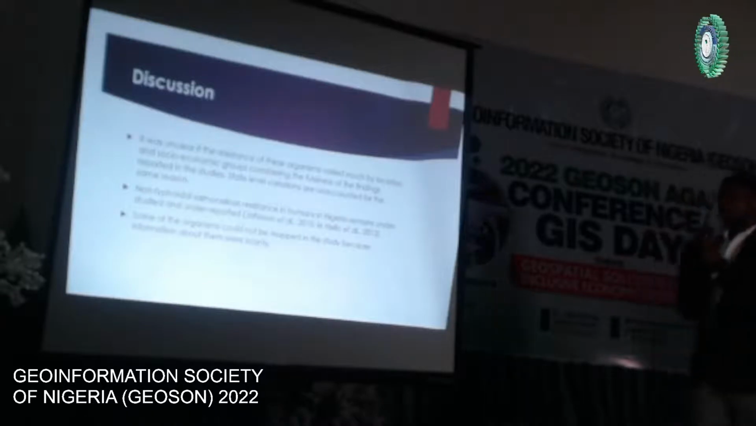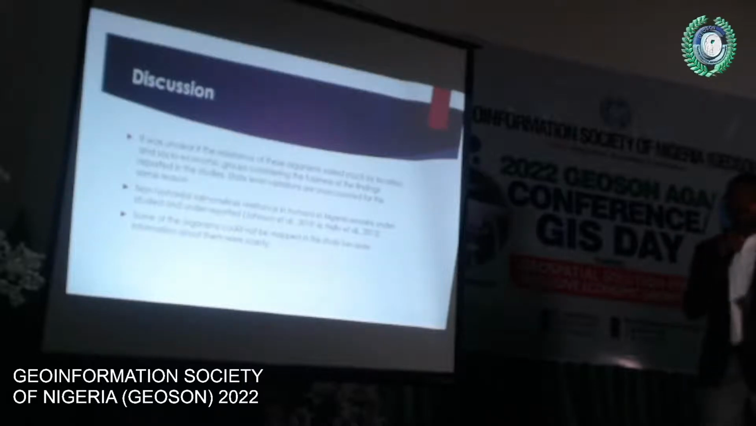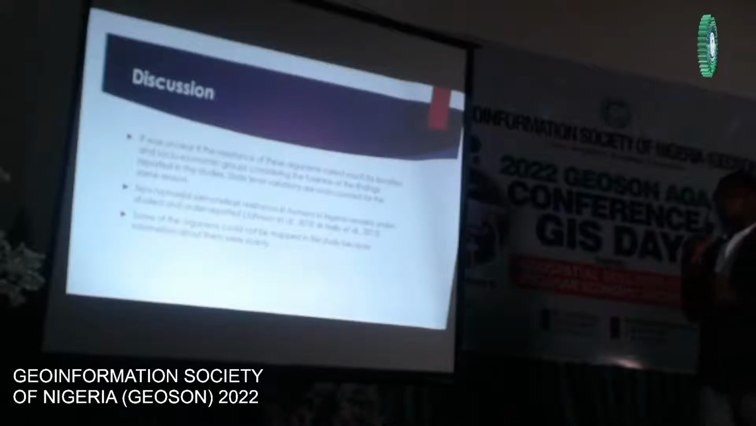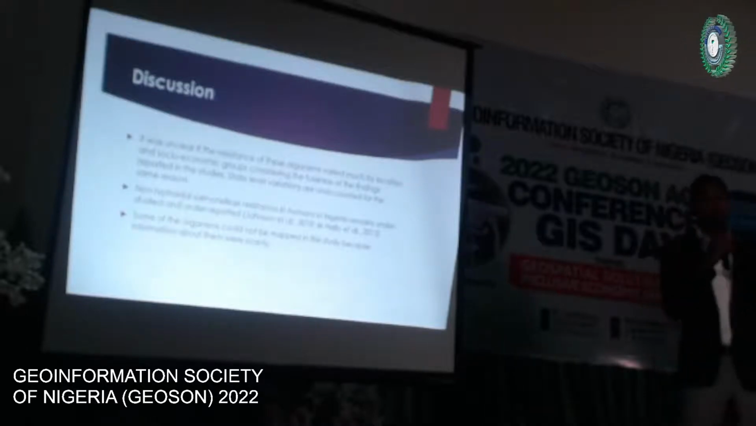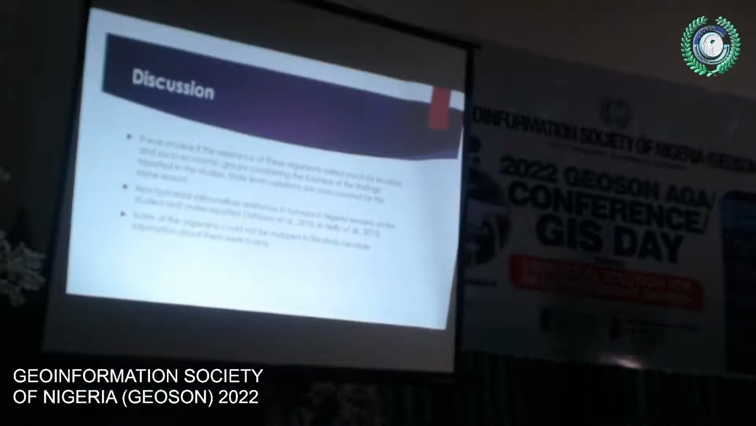Salmonellosis and resistance in humans in Nigeria remains understudied and underreported, as is seen in some of the studies. And we could see that some organisms could not be mapped in this study. There were some we saw with maybe one appearance. Of course, you can't map one appearance. You need to see a cluster of more information before it can make sense on the map.